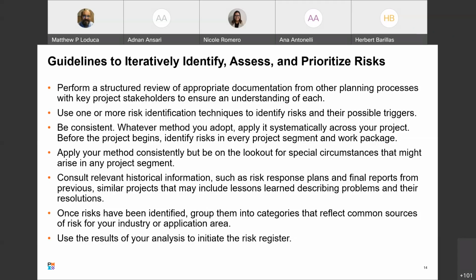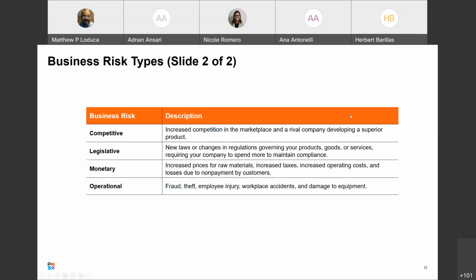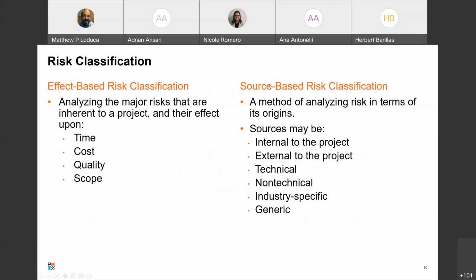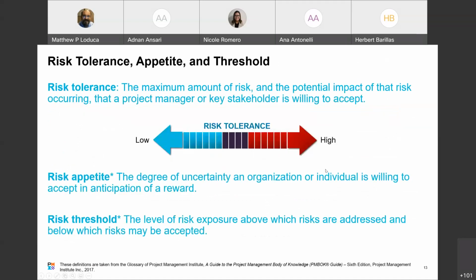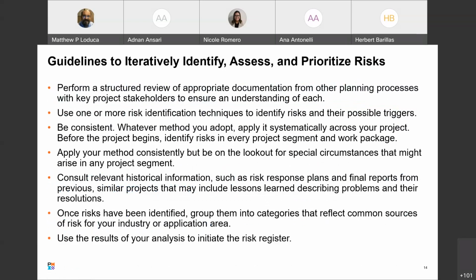Once risks have been identified, group them into categories that reflect common sources of risk for your industry or application area. When we went over that slide, let me go back a couple slides here. We talked about risk. This is source-based risk, so you can classify it this way. They're telling you here, and on that other slide, get your source down for the risk. Source-based risk categorization helps you to avoid the risk because you know this is the source of risk. We can concentrate here to make sure that it doesn't happen. The effect of the risk is more about risk response, how we want to deal with that risk once it happens.